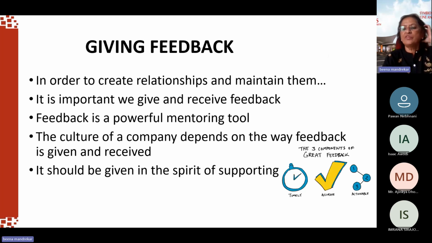Okay, now we're talking about feedback. The next half an hour, in order to create relationships and maintain them, it is important that we give and receive feedback. Feedback is a powerful mentoring tool. The culture of a company depends on the way feedback is given and received. It should be given in the spirit of supporting. The three components are timely, effective, and something.